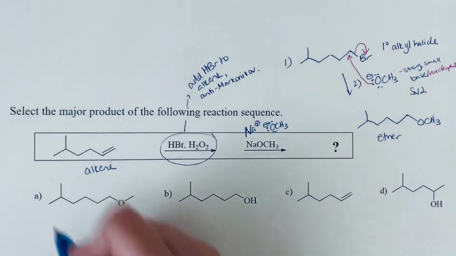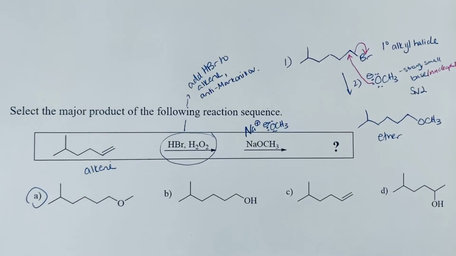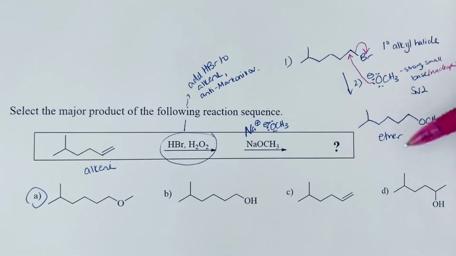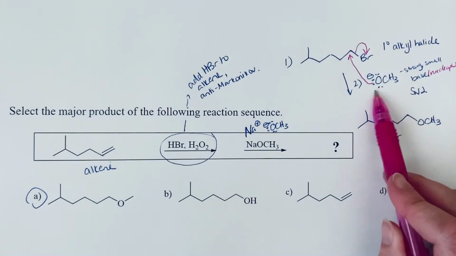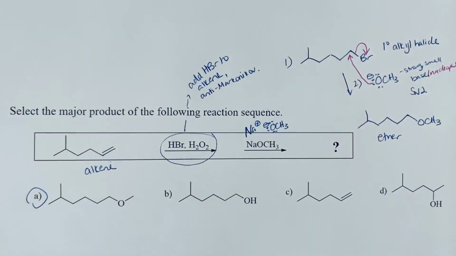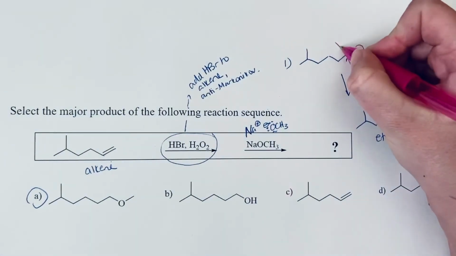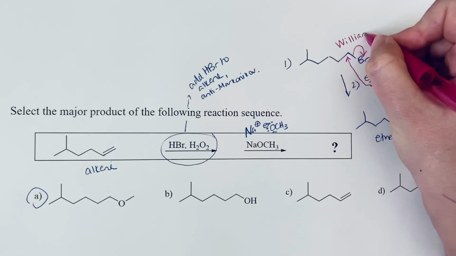And so we can see that this is option A. And this particular way of synthesizing an ether, using an alkoxide and a primary alkyl halide, this is a Williamson ether synthesis.